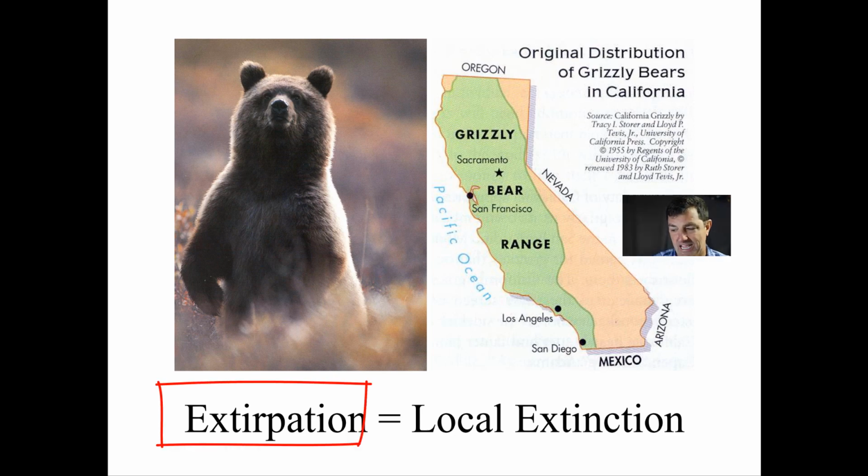Remember, extinction means a species gone forever, but we have another term we use called extirpated. So extirpation means a species has gone extinct from a particular area. So in California, grizzly bears used to live up and down the state, but there are no grizzly bears left in California. They were hunted to extinction, or they were extirpated, is a better use of the term, from California.